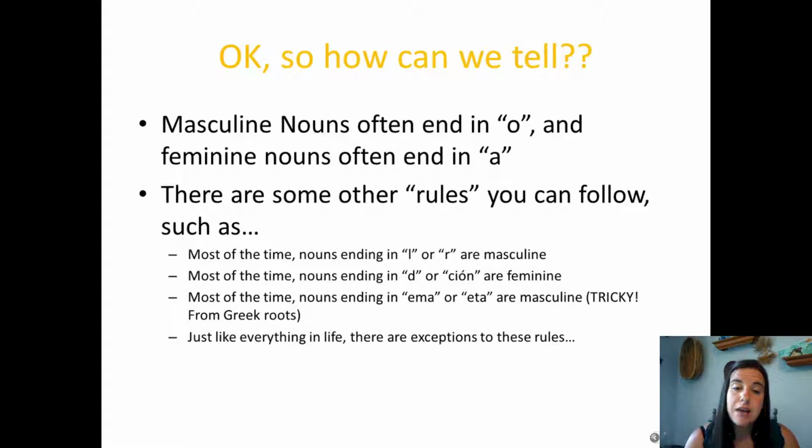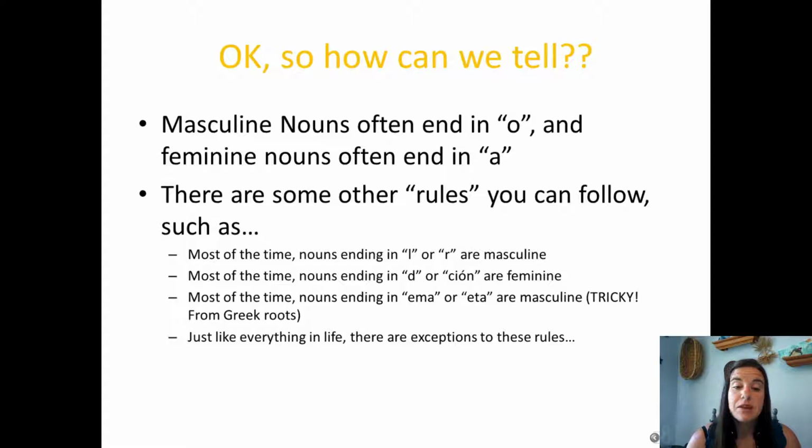So most of the time, nouns that end in L or R are masculine. Like papel, paper, is masculine. El papel. I can't think of one that ends in R right now. Most of the time, nouns that end in D or ción are feminine. La libertad, liberty, ends in D and is feminine. La lección ends in ción and it's the lesson. La lección is feminine.